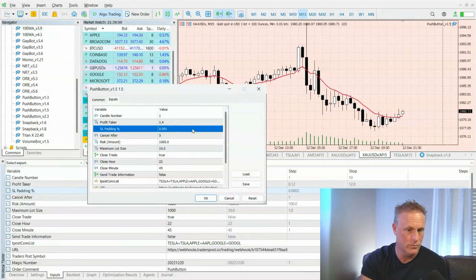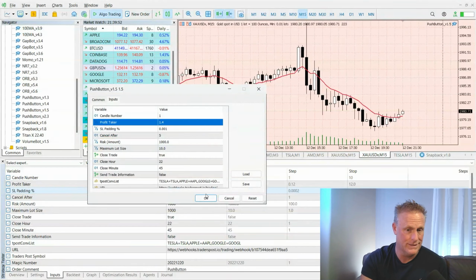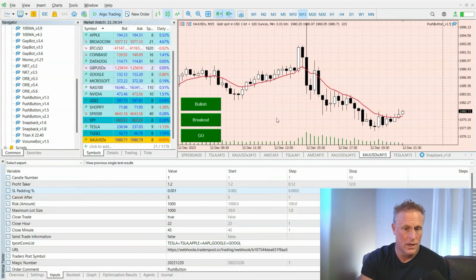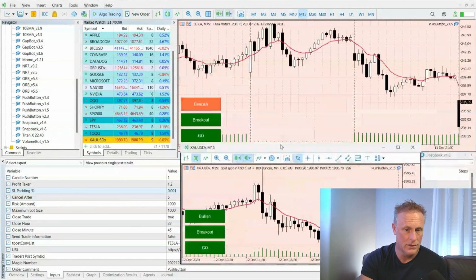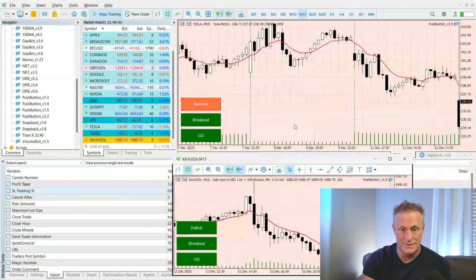So you'll see I do have 0.01 and 1.4. Those are all settings based on the chart. The other thing is I can also, in MetaTrader 5, most people, day traders, would be more comfortable configuring their different charts and undocking these.